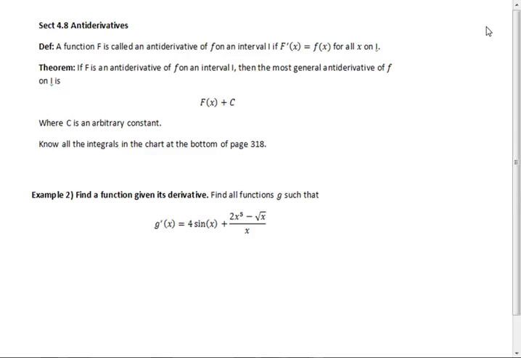Antiderivatives today. That's the end of chapter 4. It fits better with 5, so that's why I put it in 5. Nothing on the test had to do with this. Okay?